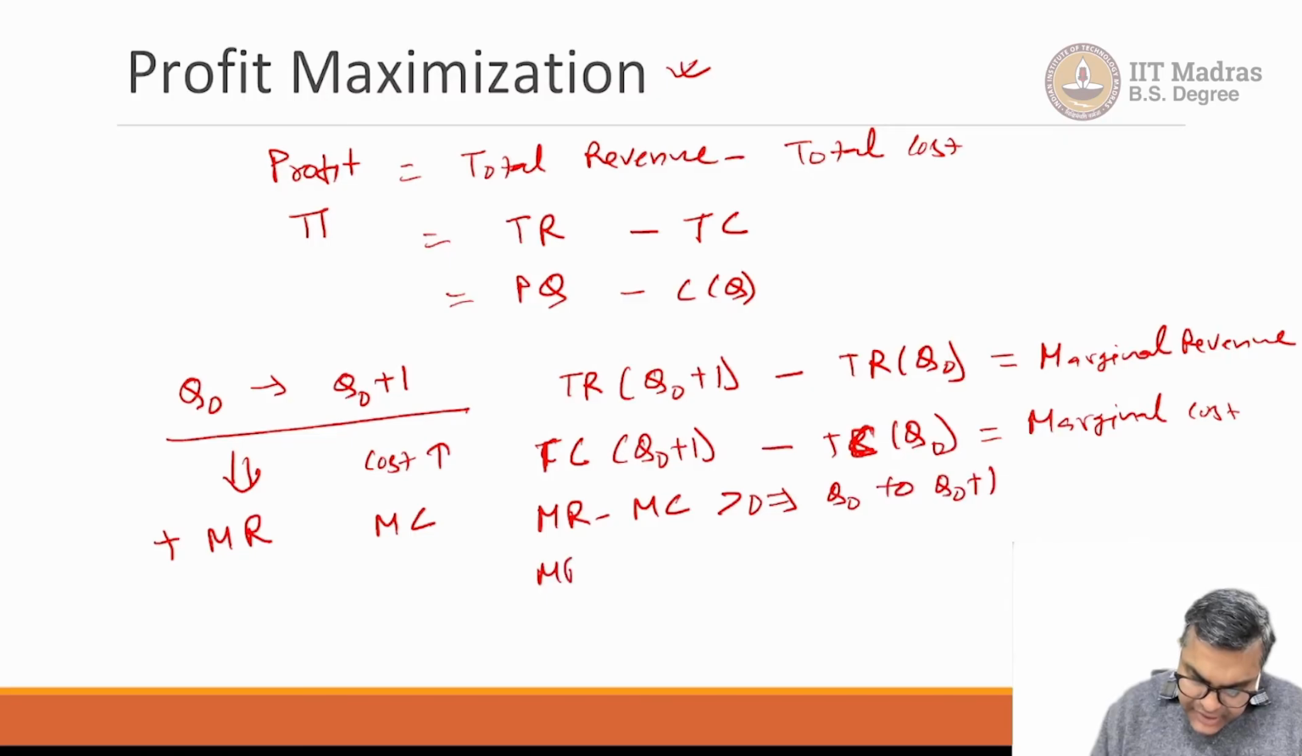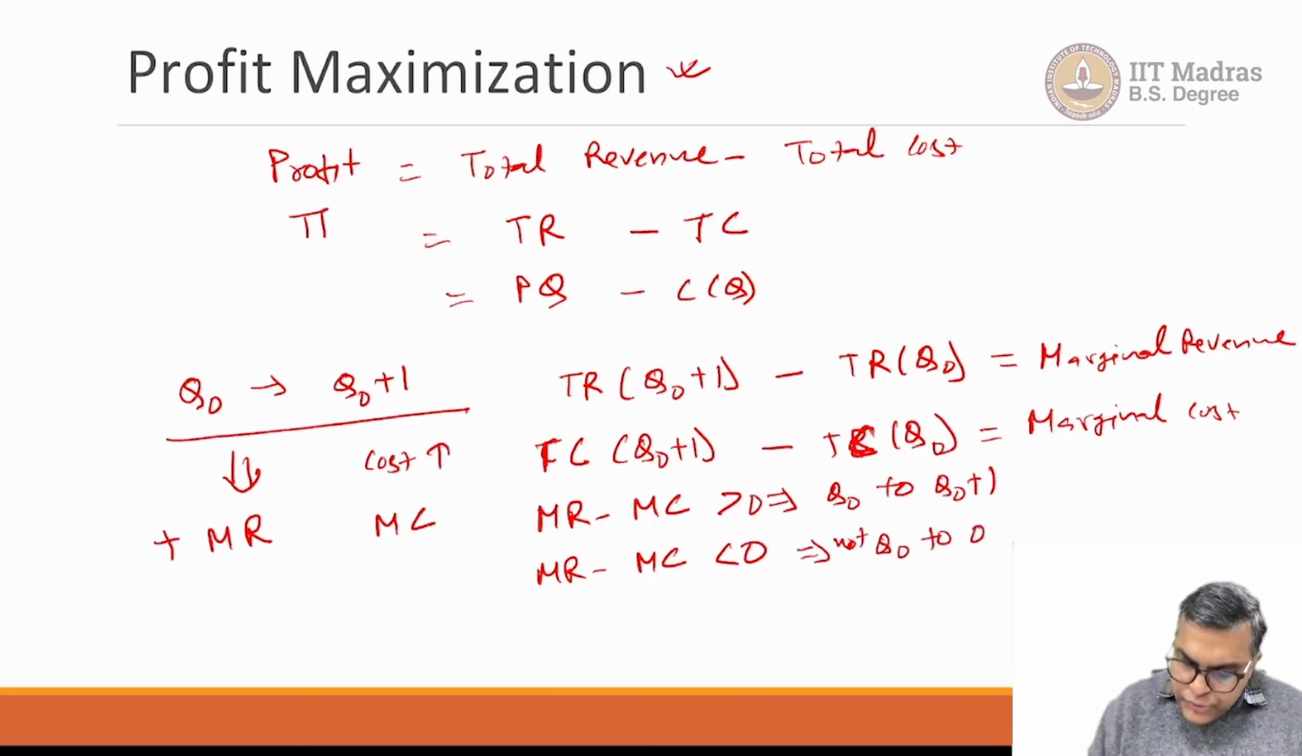And if marginal revenue minus marginal cost is less than 0, it means that by producing one more unit, whatever you are gaining is not good enough to cover the cost of one additional unit, then you should not move from Q naught to Q naught plus 1. So this logic tells us, at the optimal point, how many units you should produce, what is optimal, the level that you would not like to change.